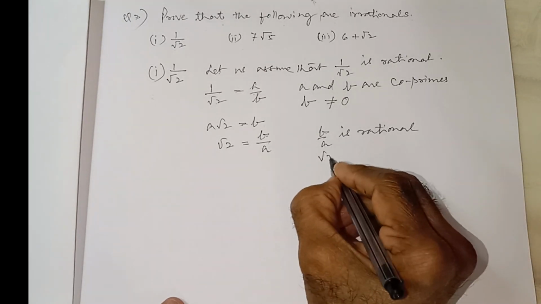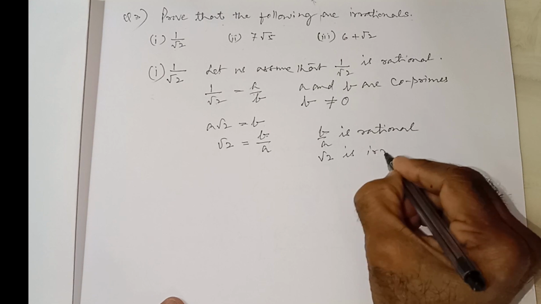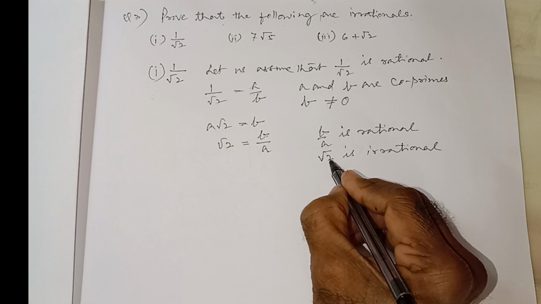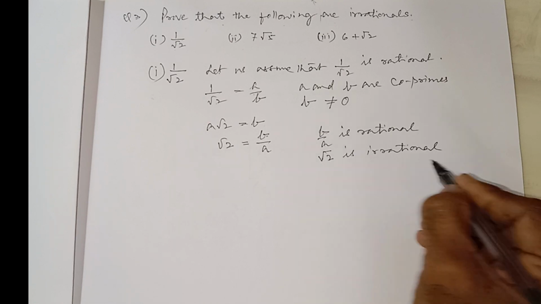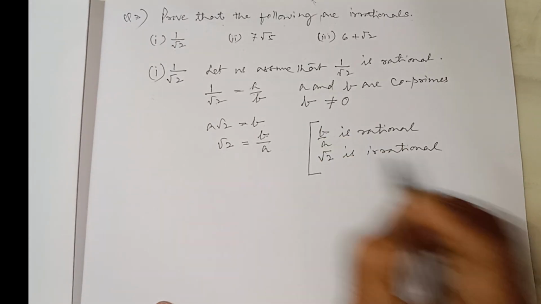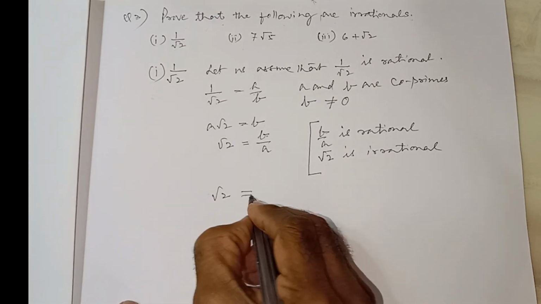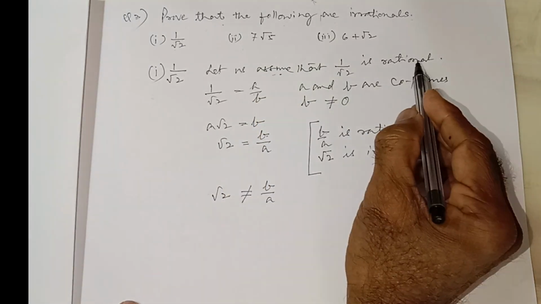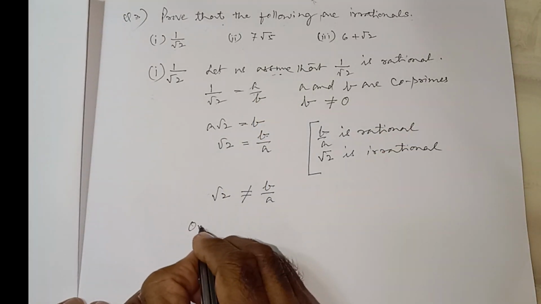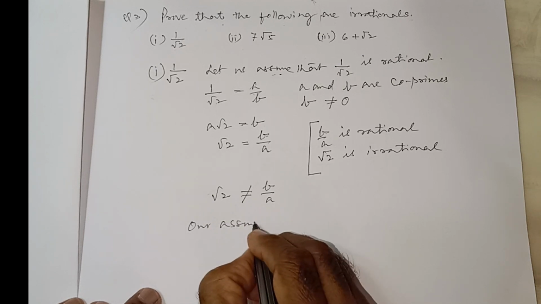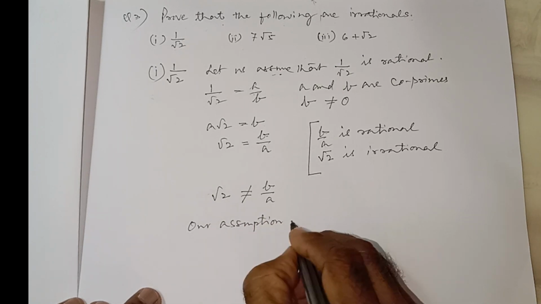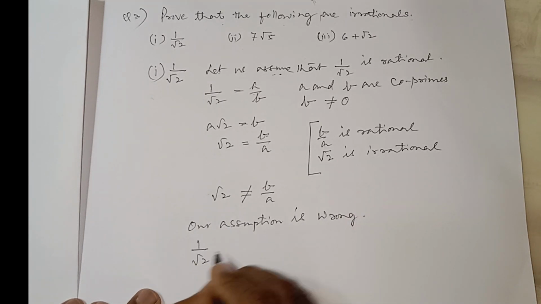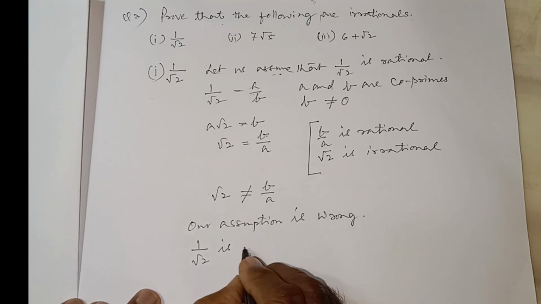We also know that root 2 is irrational. Root 2 is irrational because 2 is a prime number and its root is definitely irrational. These two are proved. Therefore, root 2 can never be equal to b by a. Our assumption is wrong. So we write down that our assumption is wrong, meaning that 1 by root 2 is not rational, it is irrational.